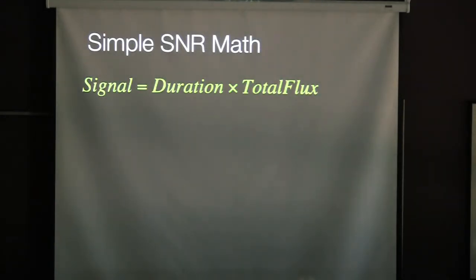Let's step through the math here a little bit more, just to try to unpack this. Our signal is going to be the duration times the total flux. Flux is just the rate of photons that you have coming in here. So you may have 100 photons a second coming in. If you have 100 photons a second in 1 second, you have 100 photons on average. If you have 10 seconds, you have 1,000, etc.